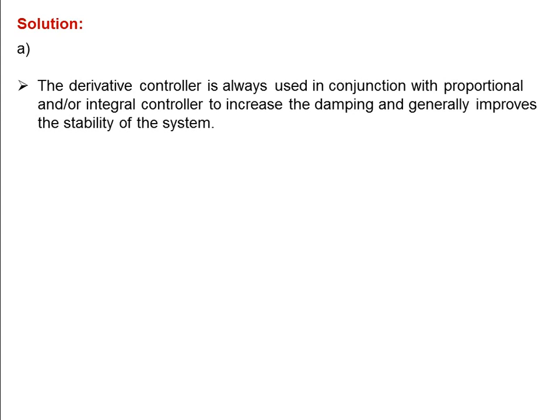So the reason we use a derivative controller in our system is to improve the stability of the system and improve the response of the system, because derivative controllers increase the speed of the response. However, they have two main issues that hinder their implementation in real applications or the use of just derivative controllers.